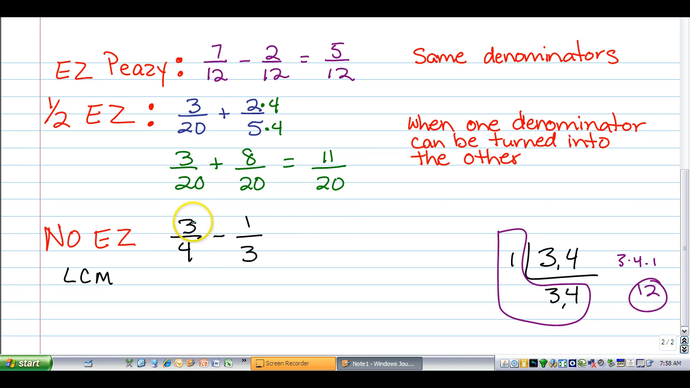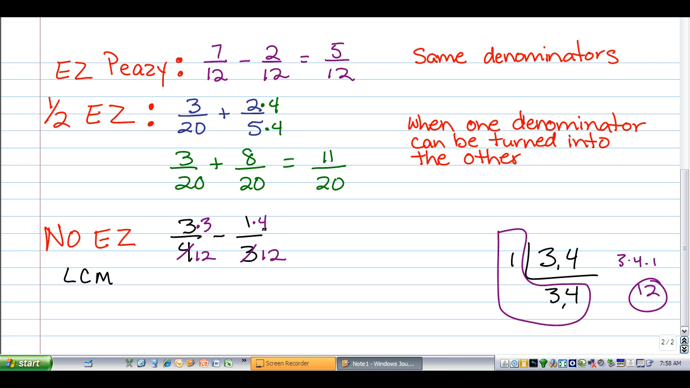So that's what you're going to do. You're going to have to now change these fractions into equivalent fractions. So since this is now going to be 12, this is going to be 12. You have to say to yourself, self, what did I do to get 12? What did I multiply this number by to get 12? Well, it was 3. So that means I have to multiply this by 3. What did I multiply this denominator by to get 12? I multiplied it by 4. That means I've got to multiply this by 4.